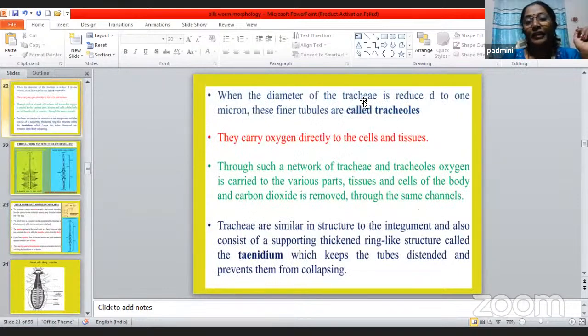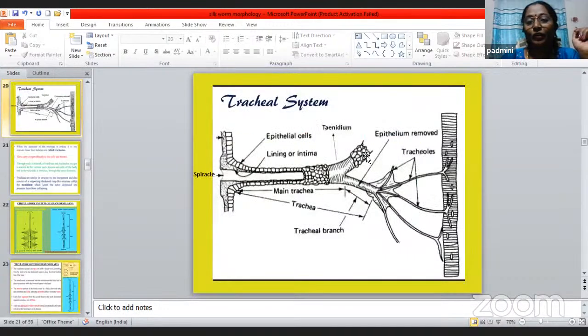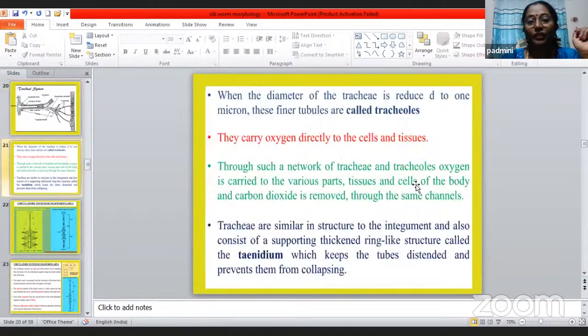When the diameter of the trachea is reduced to 1 micron, these finer tubules are called tracheoles. They carry oxygen directly to the cells and the tissues. Through the network of trachea and tracheoles, oxygen is carried to various parts of the body, the tissues and the cells, and carbon dioxide is removed through the same channel. As I said, the thick ring-like structure called ctenidium prevents the trachea from collapsing.